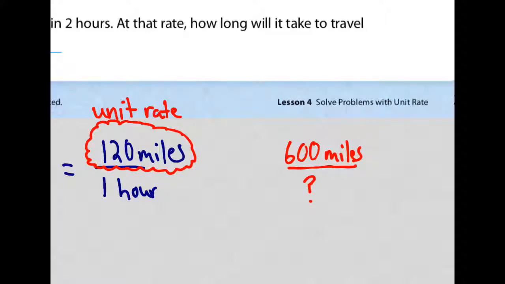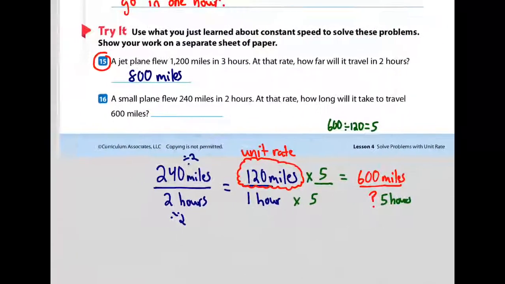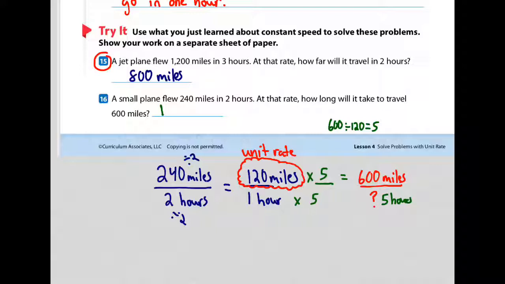So in other words, 120 times what equals 600? Now, unless you know your 120 times tables very well, you probably don't know this one off the top of your head. So remember, I do the opposite. I do 600 divided by 120, which is 5. So that means 120 times 5 is 600. That means 1 hour times 5 would get us our answer of 5 hours. Okay, so the answer is, to travel 600 miles, it will take 5 hours.